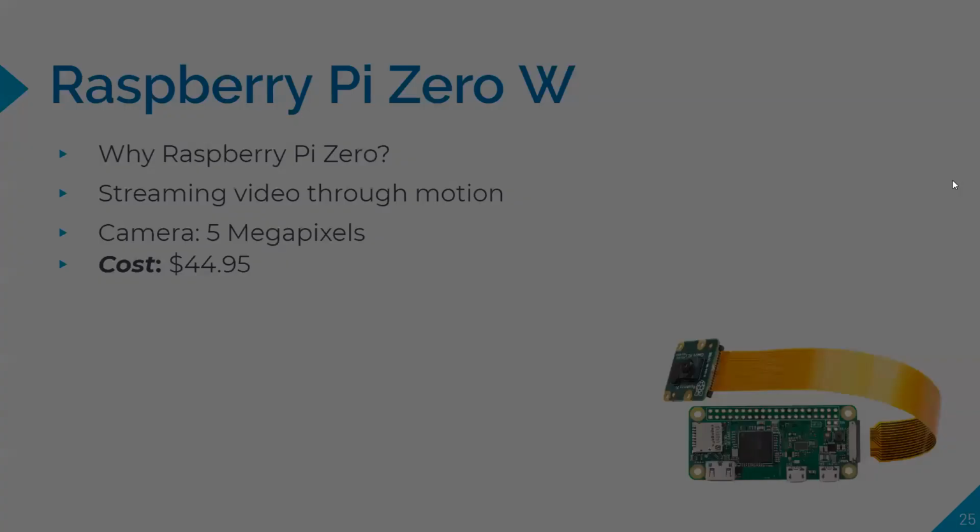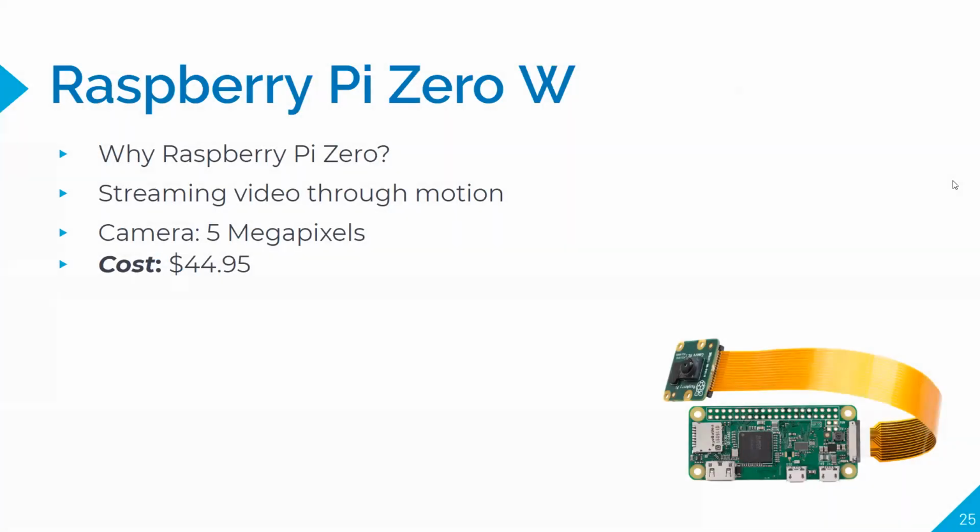Okay, so as for the hardware, we have chosen Raspberry Pi Zero W as our microcontroller. That's because it's small in size. It streams video through Motion, a video streaming library installed on the chip itself. The camera associated with the chip is a 5 megapixel camera, and the total cost of the camera, the chip, and the wiring runs about $45, which is relatively cheap compared to the other chips.